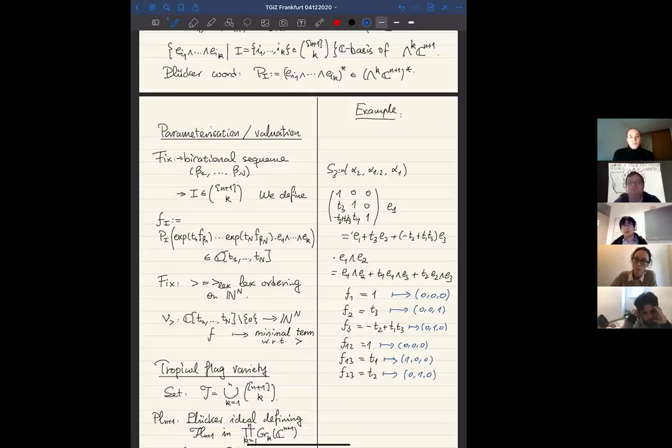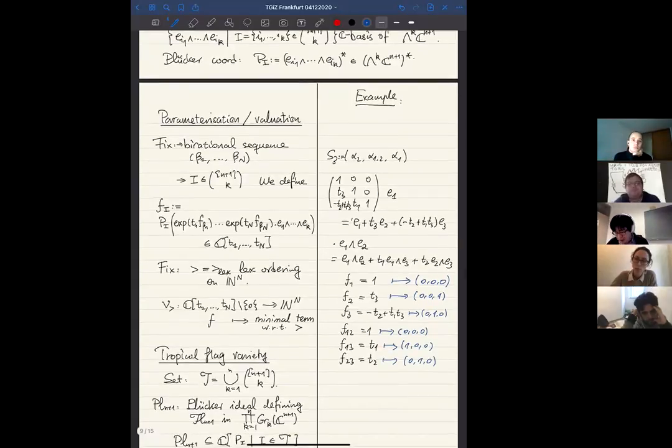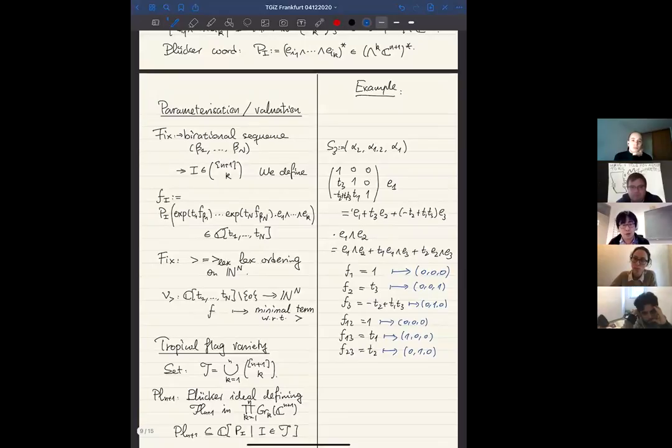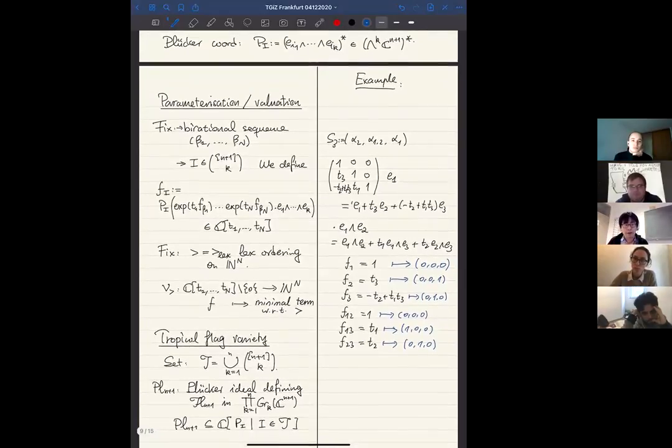So for any Plücker relation, for any Plücker coordinate, the first step is to give it a tuple of numbers. And then I will go from this tuple of numbers down to a number. And how to do this, I just take the inner product. So that's the next step. Before that, I need to tell you what is the tropical flag variety.